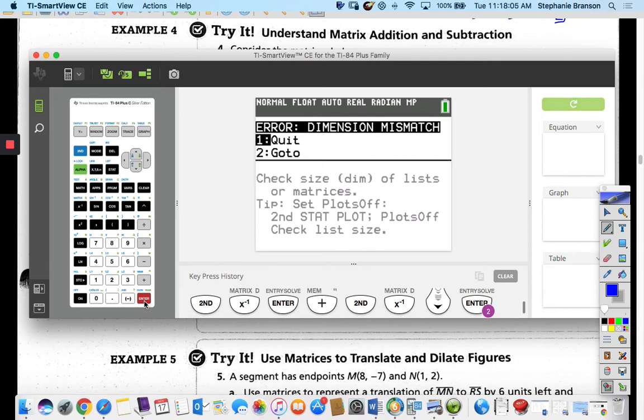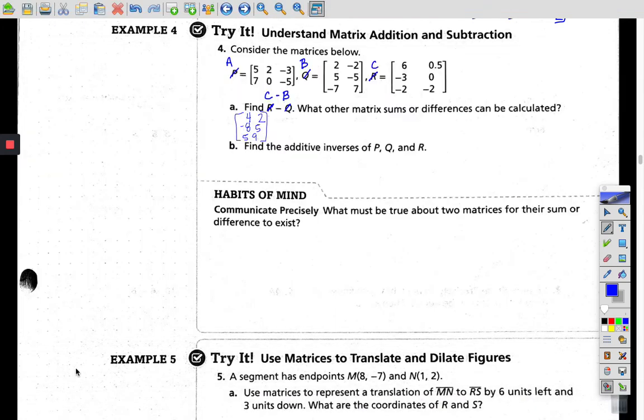The reason we get that is because A is a 2 by 3 and B is a 3 by 2. They have to be the same exact dimensions in order for you to add or subtract, okay? That never fails. They have to be same dimensions in order for you to add or subtract. So, if that's the case, there's only 4 different options I can do here.